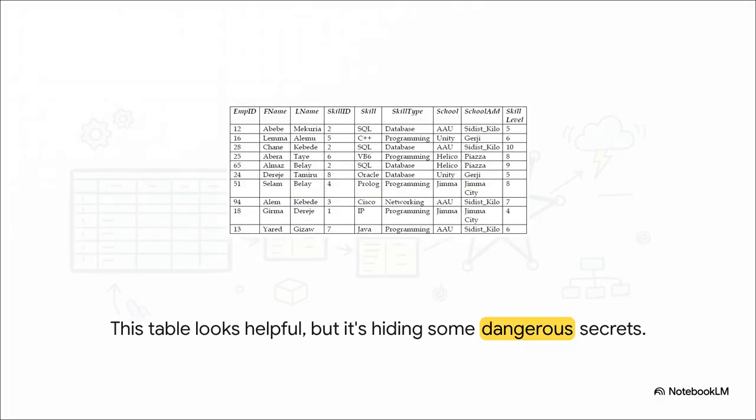So take a look at this table. At first glance, it seems fine. You've got employee information, their skills, the school they went to. Seems helpful enough. But start to look a little closer. Why is Helico's school listed twice with the exact same address? That's kind of weird. And why is an employee's name tied directly to a specific skill? These are the little red flags, the dangerous secrets hiding in plain sight.